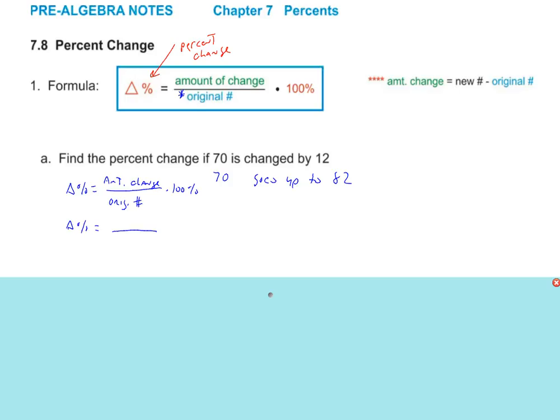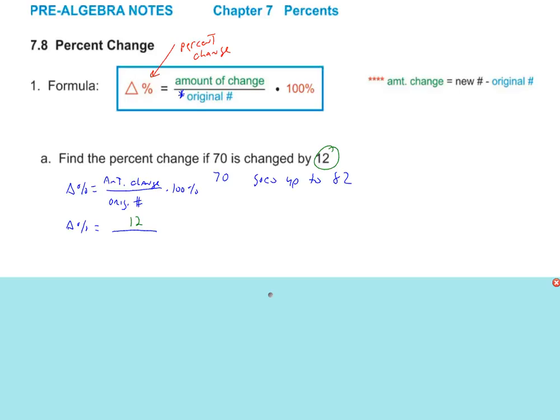Amber? 12. It is 12. This thing changed by an amount of 12. So sometimes you'll have to subtract the numbers, but in this problem they told us how much it changed. If it were the second one, where I said 70 goes to 82, you would take 82 minus 70 and get 12. It could be asked either way.